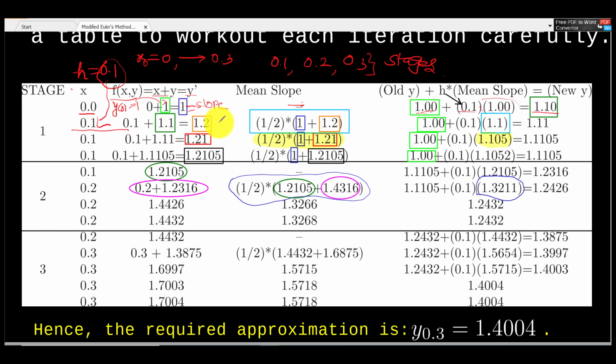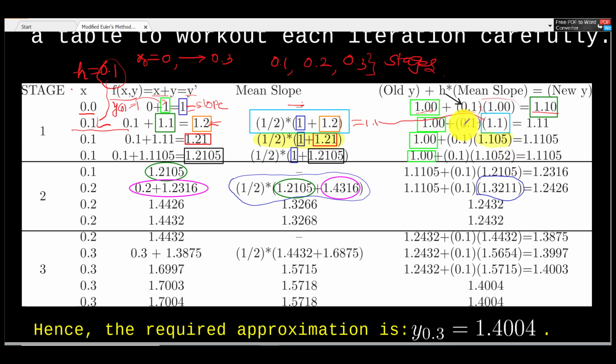So this is my new slope now. So old slope is this one plus new slope. So (1 + 1.2) divided by 2. This is going to give me a mean slope. So just mark this light blue boxed expression. The output of this expression is 1.1 that I am going to use here.